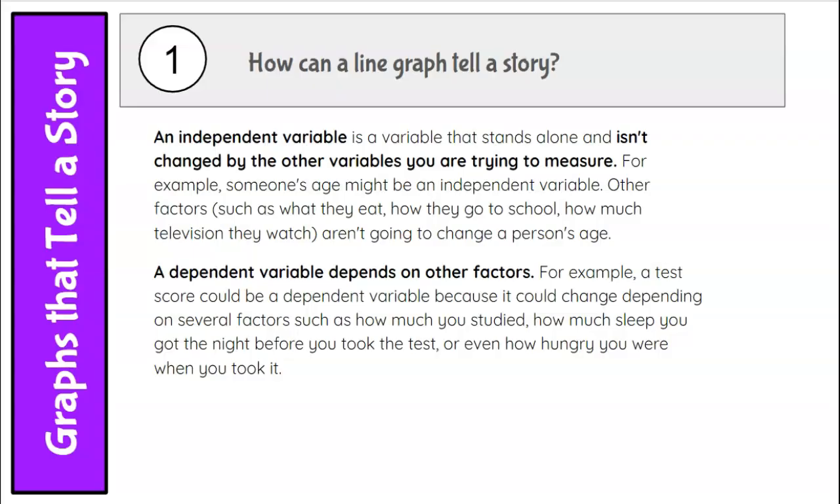In fact, most of the time, time as a measurement is an independent variable. The independent variable will go on the x-axis. That's the horizontal axis that goes this way on the graph.